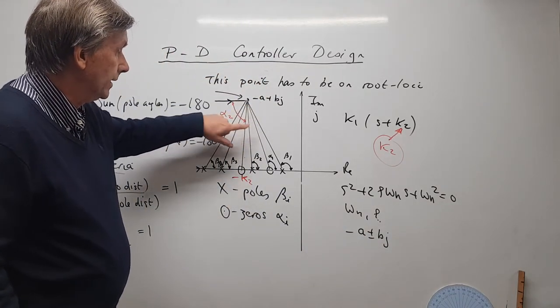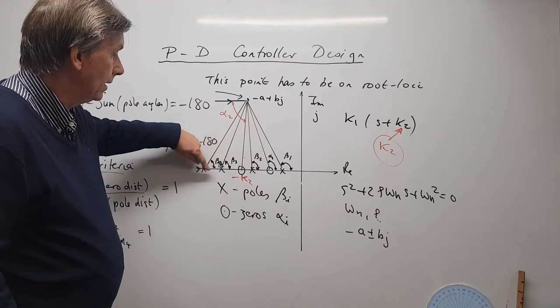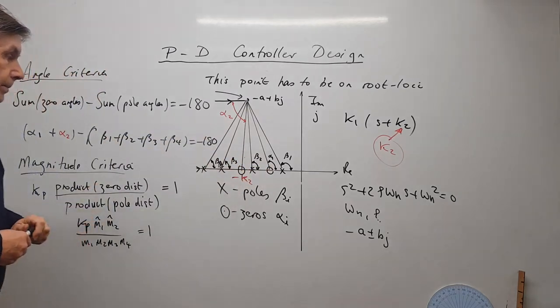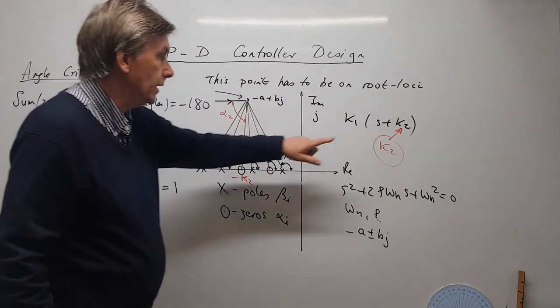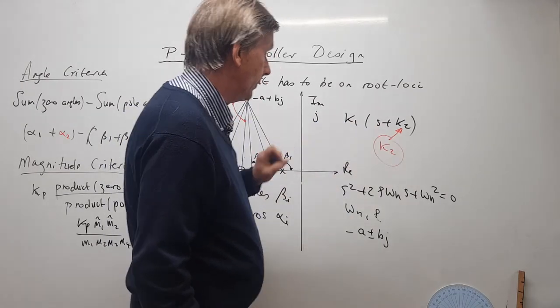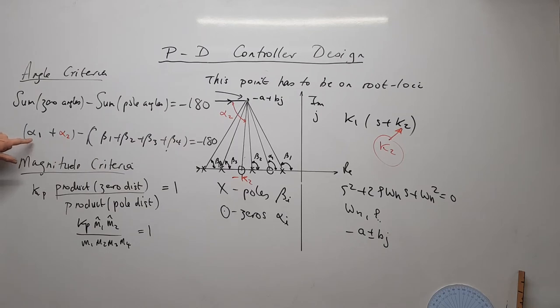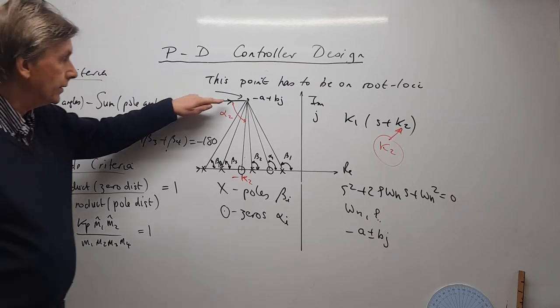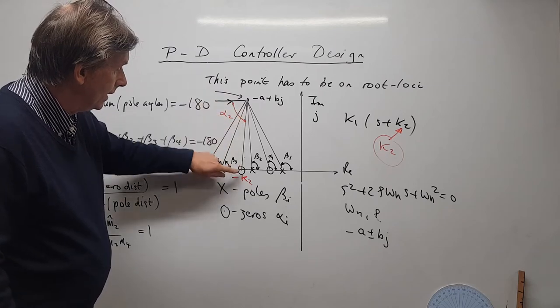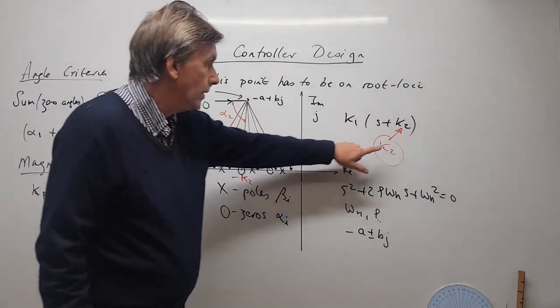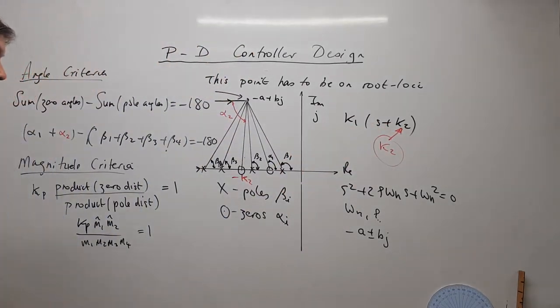Once we know where the root is, we can then draw these lines in to the poles and zeros, but we can't draw in to the zero added in by the PD controller because we don't know where it is. But when we get down to this equation now, we'll know all the variables in here except for alpha 2. So we can solve this for alpha 2, then go to the point, measure down alpha 2, and then this distance then is K2, and we've got part of our PD controller designed.